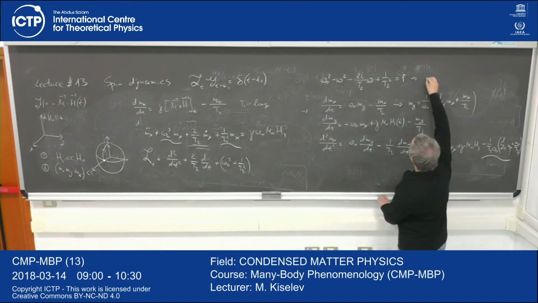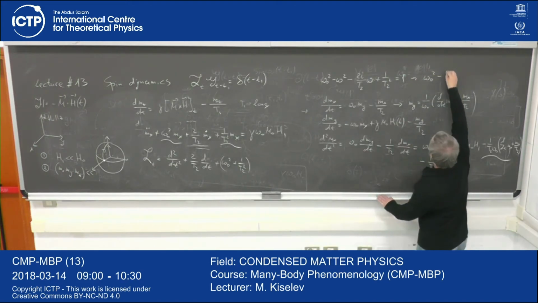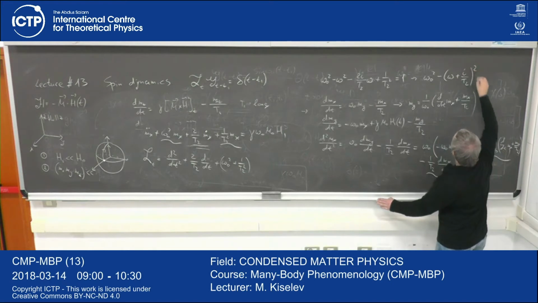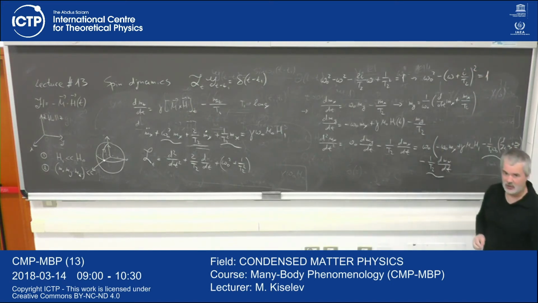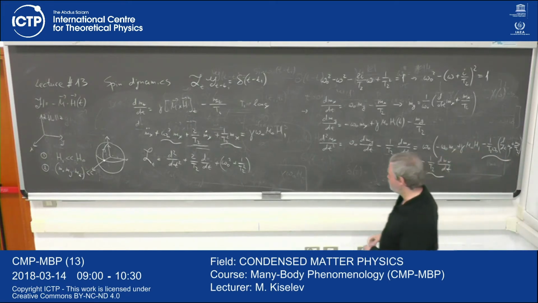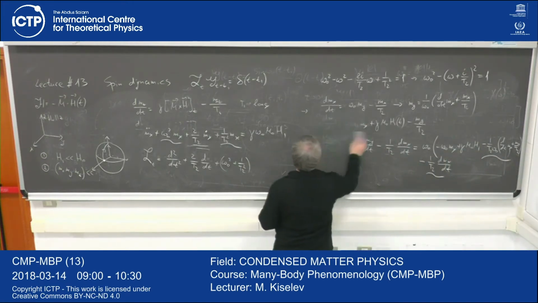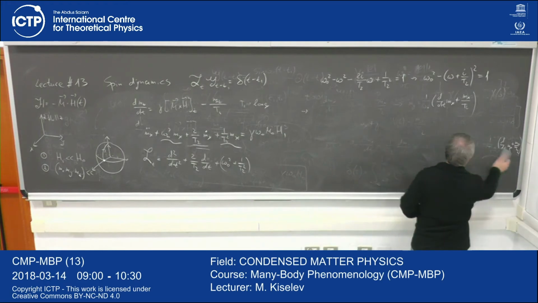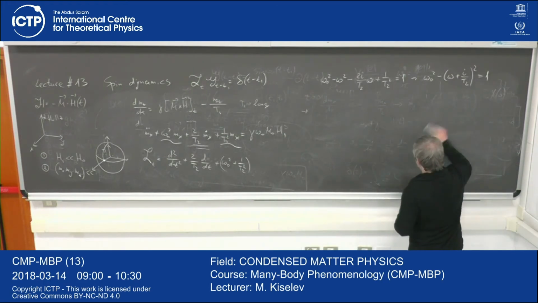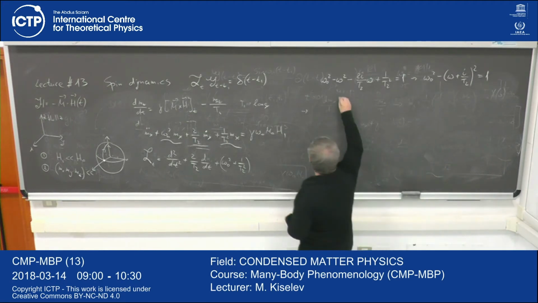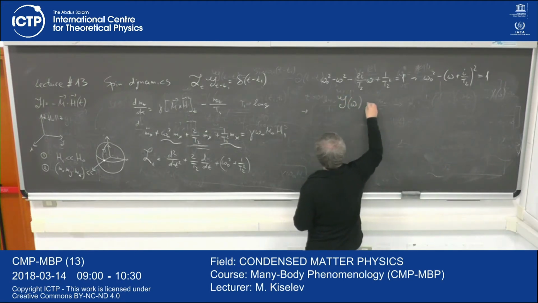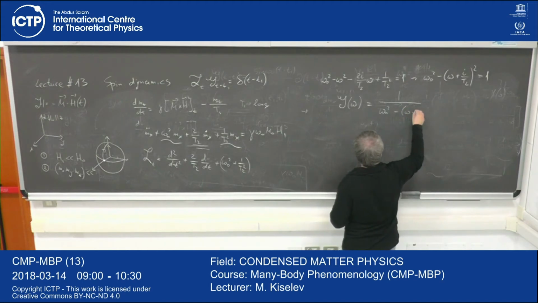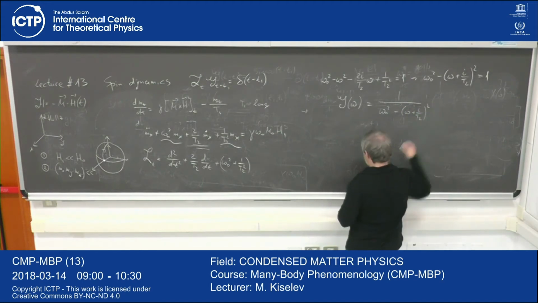Or this is the same as omega naught square minus omega plus I over T2 square is equal to 1. Right? So therefore, the Green function of my linear differential equation, g(omega), is equal to 1 over omega naught square minus omega plus I over T2 square.